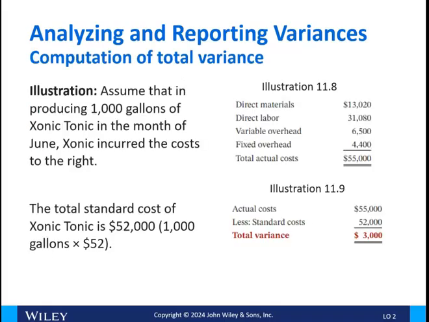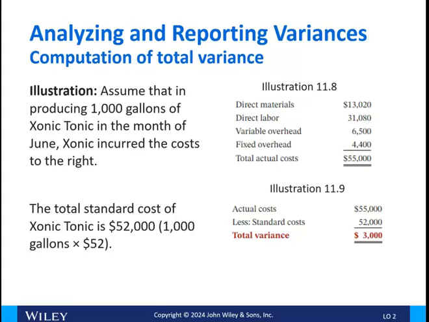So let's look at how we compute the total variance. So Zonic Tonic, in the month of June, we produced 1,000 gallons. Zonic incurred the costs to the right. So we had direct materials, direct labor, variable overhead, and fixed overhead, totaling $55,000 of actual cost.